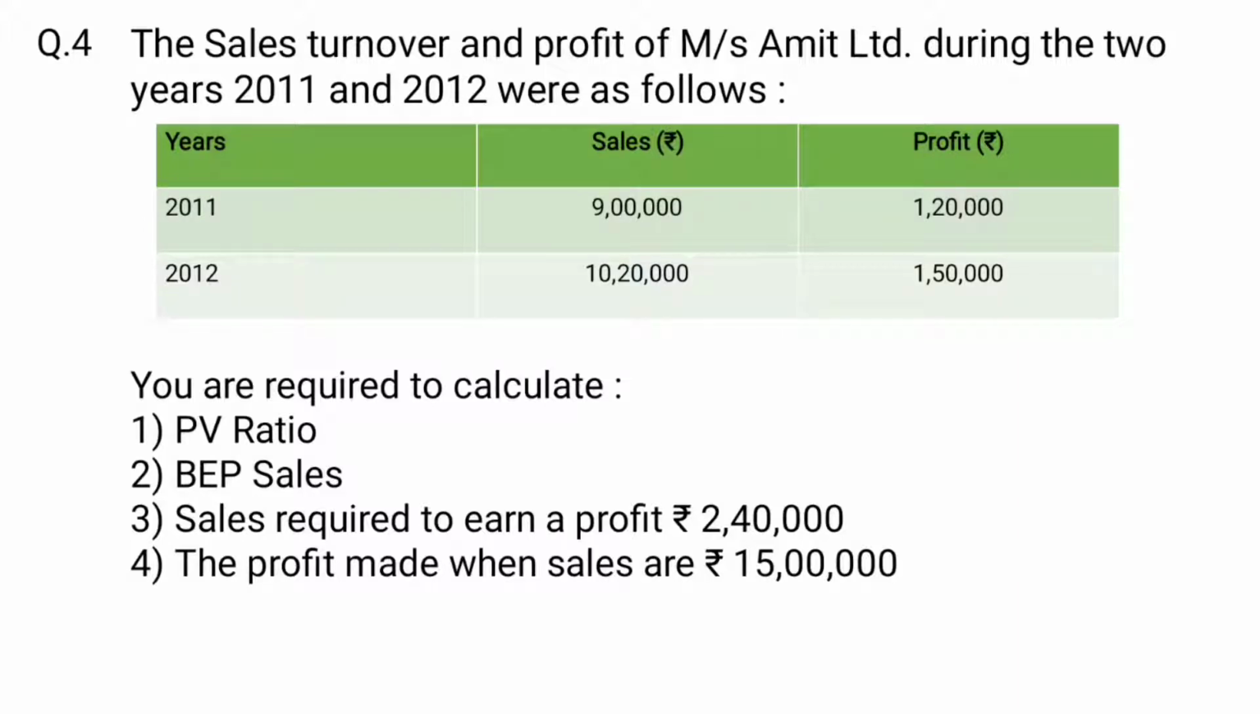You are required to calculate first PV ratio, second BEP sales, which is break-even point sales, third, sales required to earn a profit of rupees 2,40,000. Fourth, the profit made when sales are rupees 15 lakhs. So let us start with the solution.